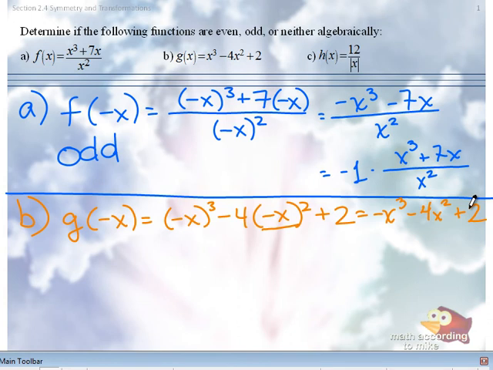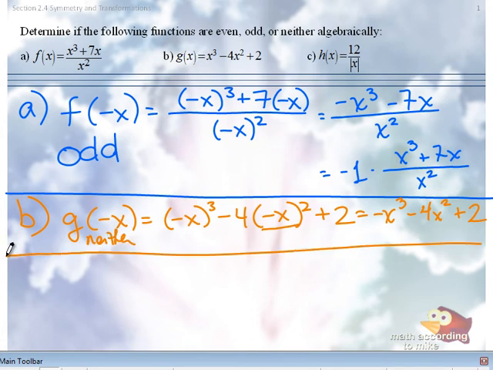Did we get back the original? Did we get negative 1 times the original? No, because not all the signs changed, namely this one and that one. So G is neither even nor odd. I'm just going to write neither. All right, if you would, please do part C.